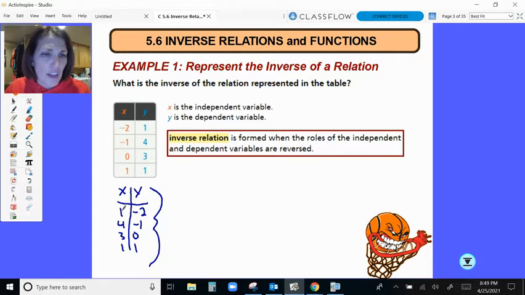So notice I have here for x, 1 goes to negative 2 and also goes to 1. So this would not be a function, right? Because for one value of x, which is 1, I have two values of y, negative 2 and 1. That would be a problem. That's why that would not be a function.